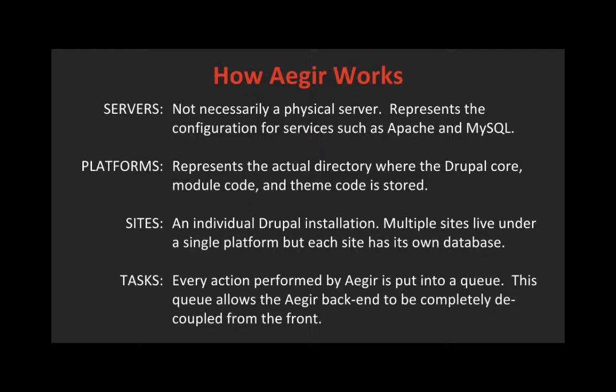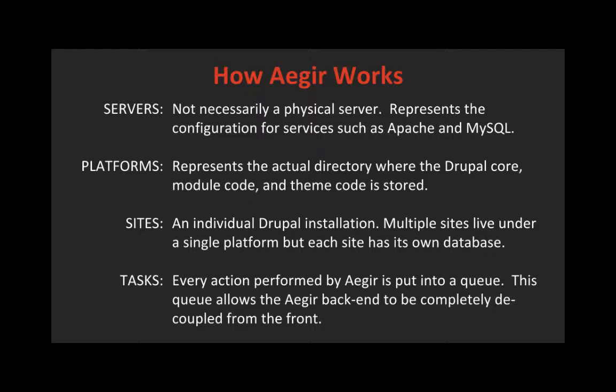Next, you have platforms. So, a platform is just the code, the actual directory where you're going to store all of your Drupal code, any modules, themes. And a platform does not represent an actual site. You don't have a domain name pointing at a platform. It literally is just the folder. And then you have sites. So a site is an actual Drupal installation. It has its own database. Every site lives under a platform.